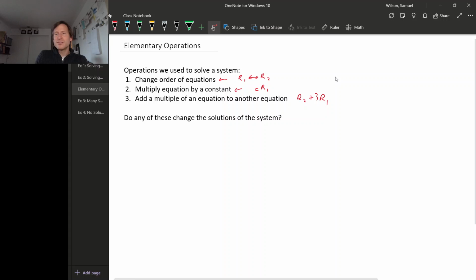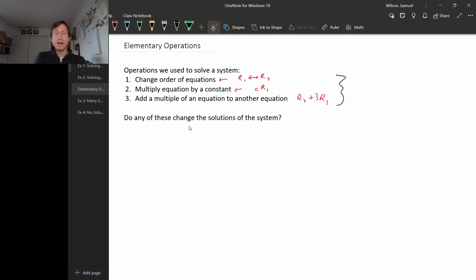But for all of this, we were working under the idea that these operations don't change the solutions of the system. And that seems sort of plausible, but plausibility isn't really enough, right? We have to know for sure that these operations don't change the solution of the system. In other words, we have to prove that these row operations don't change the solution of a system of equations.